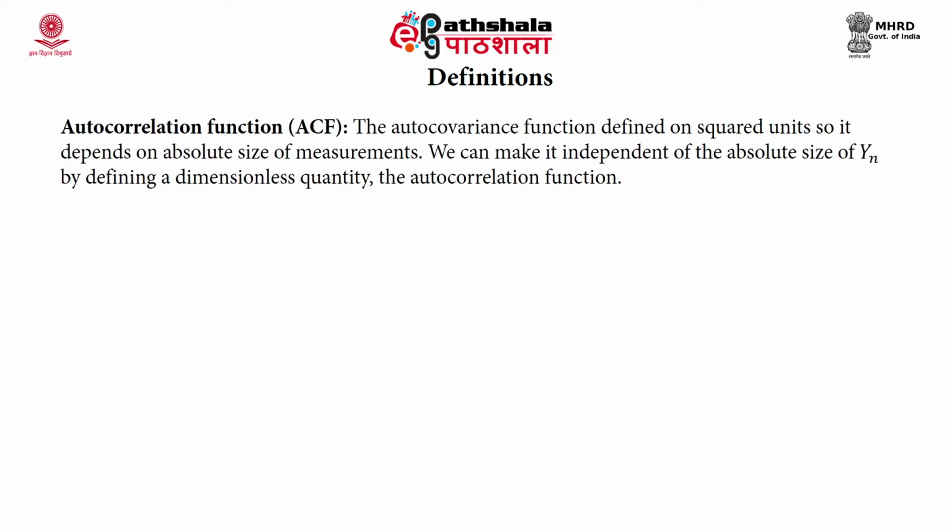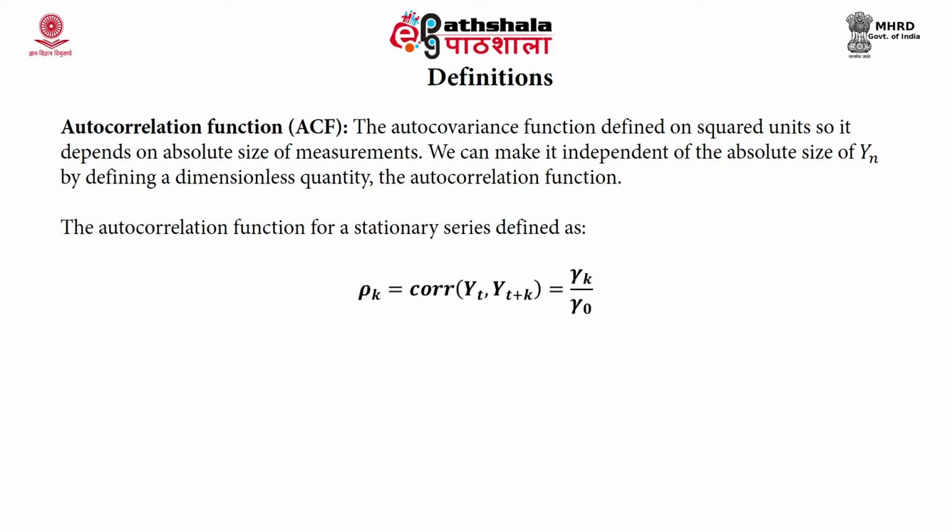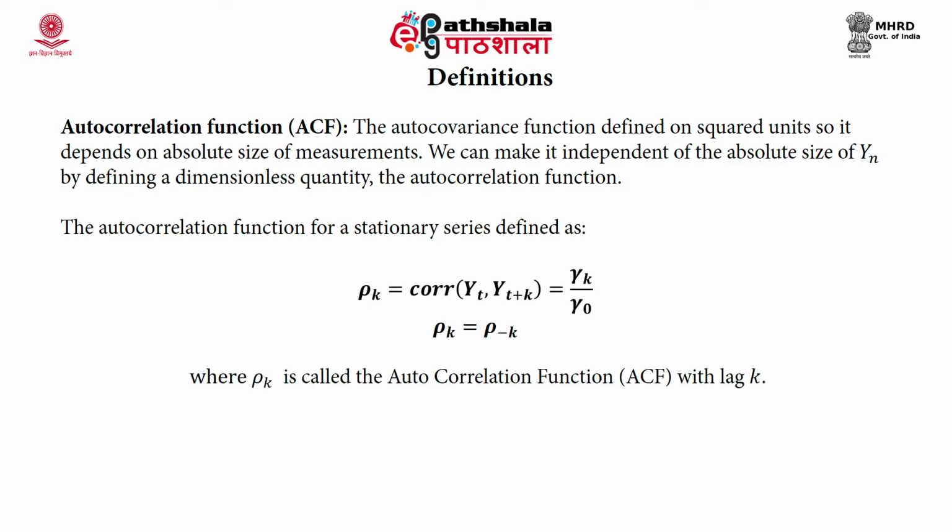Now come to the definition of autocorrelation function. The autocovariance function is defined on squared units, so it depends on the absolute size of measurement. We can make it independent of the absolute size of yt by defining a dimensionless quantity. The autocorrelation function for a stationary series is defined as rho k, which is equal to gamma k divided by gamma naught.